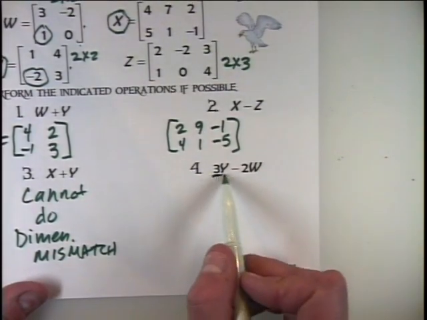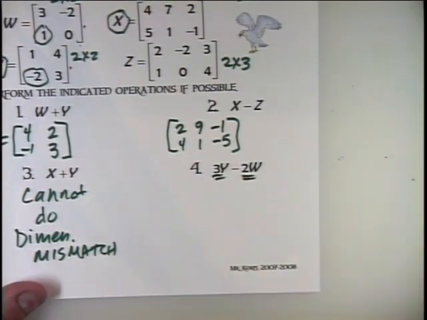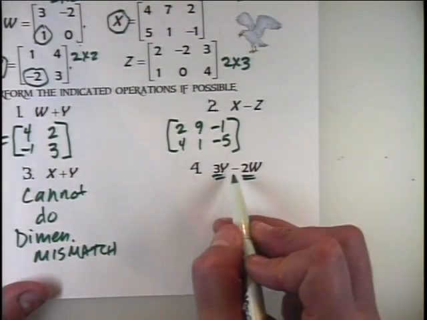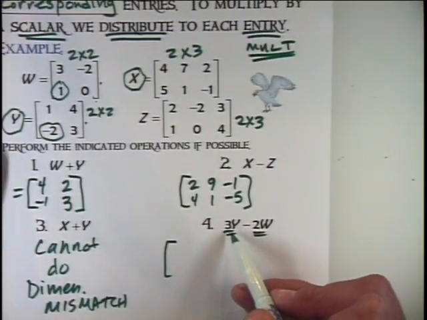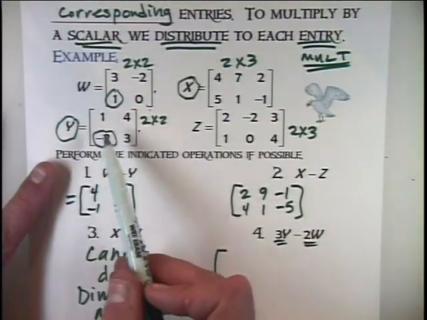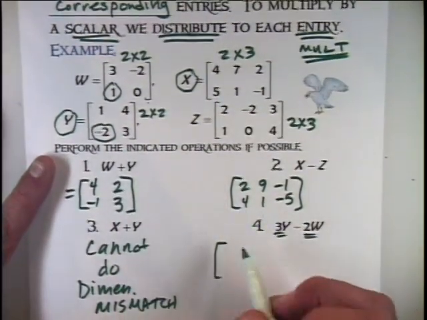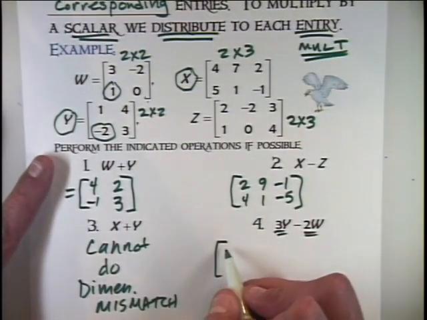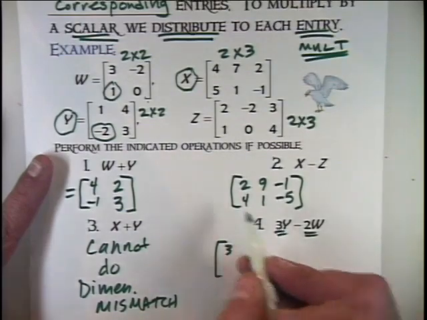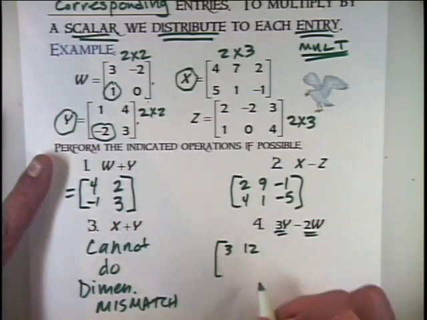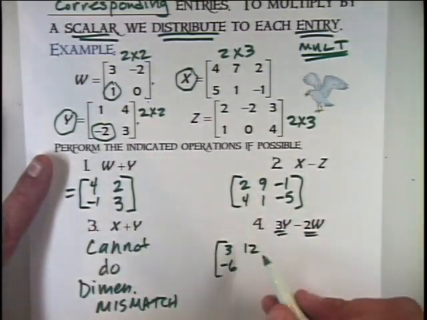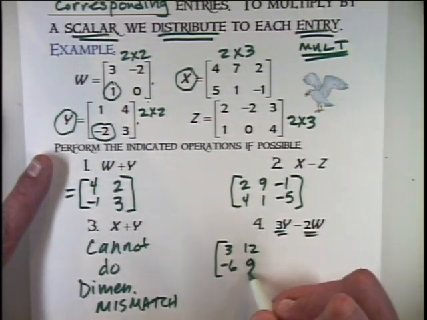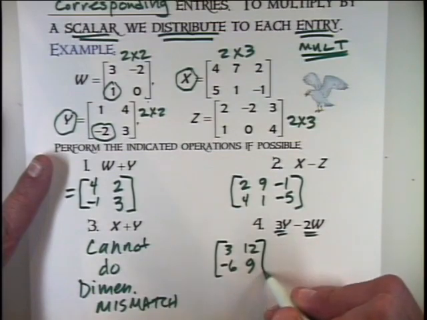So what I want to do is first create this matrix and then create that one. And then I will do the subtraction. So how do I get 3 times Y? Well, I'm going to take the number 3. I'm going to multiply it by every element in Y to get my new element. So here we go. 3 times 1 is my new 1, 1 position. That's 3. 3 times 4 is 12. That's my new 1, 2 position. 3 times negative 2 is negative 6. That's my new 2, 1 position. And 3 times 3 is 9. That's my new 2, 2 position.